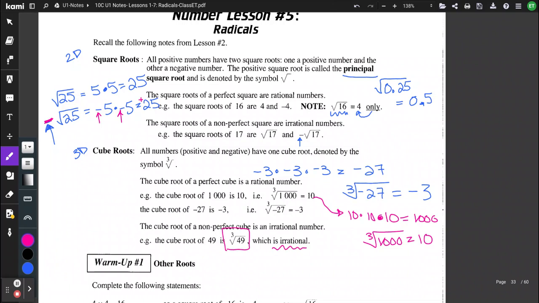So that's what we're talking about. Same thing with non-perfect squares. Those are going to give us irrational numbers, the non-perfect squares and non-perfect cubes, which means they'll give us a run-on decimal. They will never be put into fractions.